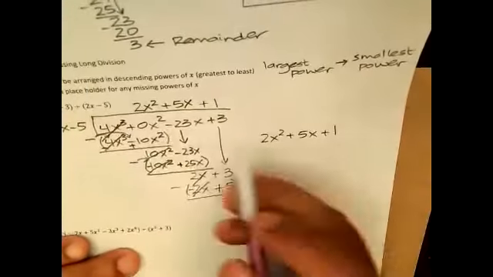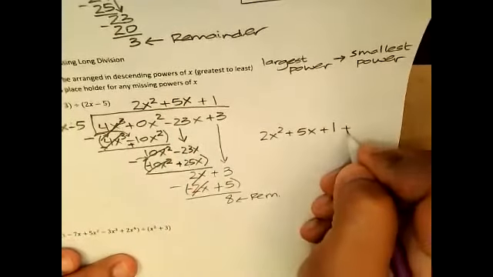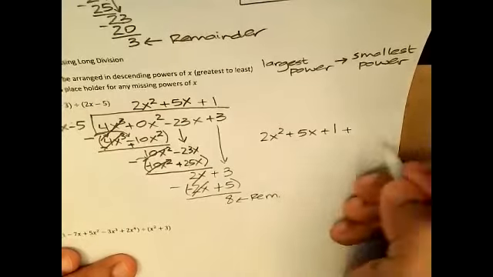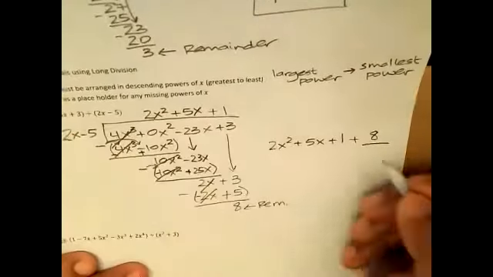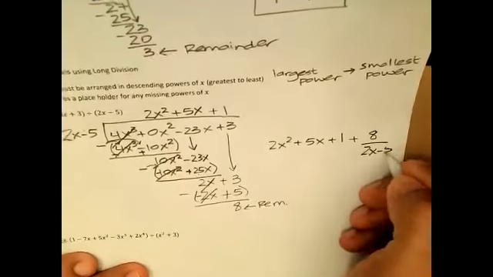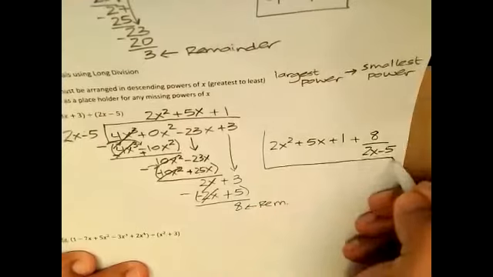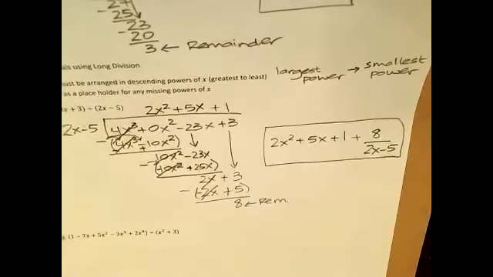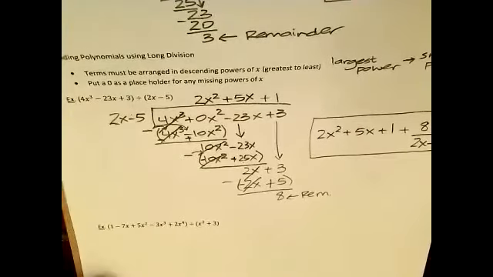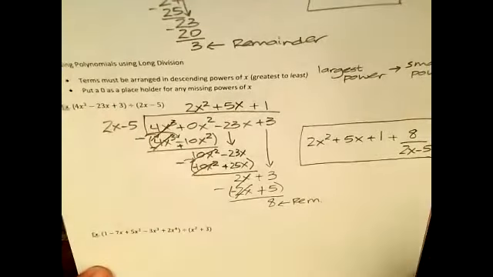So in this case, I'm going to write down the 2x squared plus 5x plus 1, and then I'm going to add to that the remainder, which was 8, and that's going to go over the divisor, which was 2x minus 5. So the remainder is the only thing that goes over the divisor. That's my answer. This is what I get when I divide 4x cubed minus 23x plus 3 by 2x minus 5.